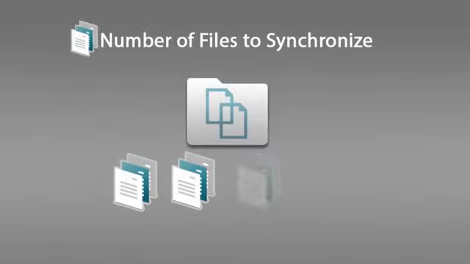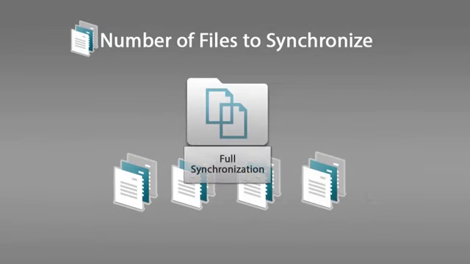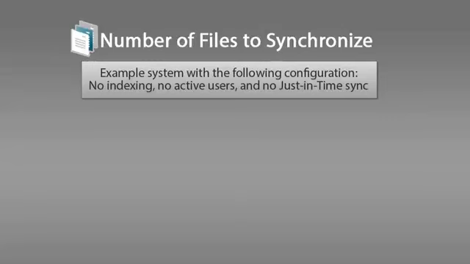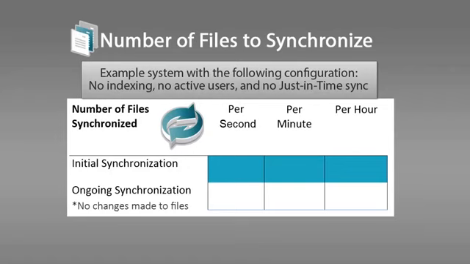The number of files on a given net folder, for which you perform a full synchronization, affects system performance. If you are doing a full synchronization on a given net folder, you should understand the amount of time it will take to complete the synchronization. For example, on a Filr test system at Novell, with no indexing, no active users, and no just-in-time synchronization, Filr was able to synchronize files to a net folder at the following rate. For the initial synchronization, Filr synchronized 196 files per second, 11,760 files per minute, and 705,600 files per hour.